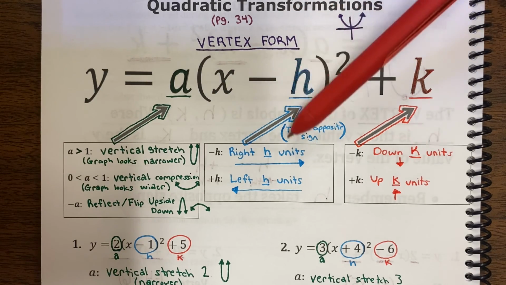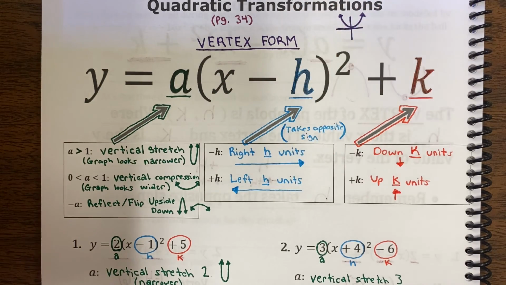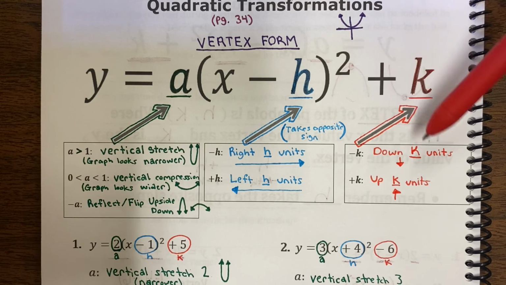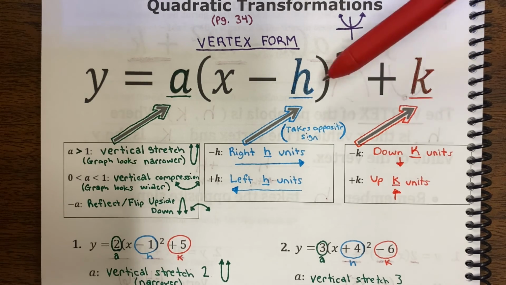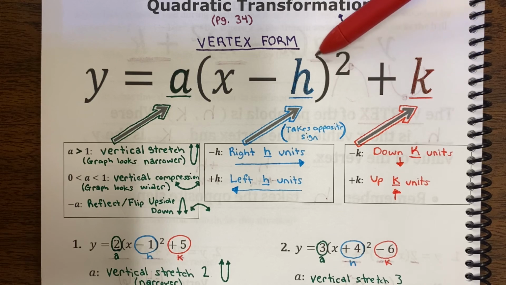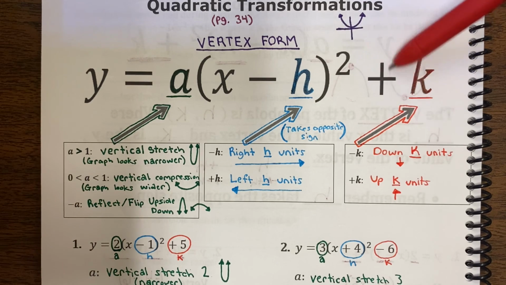H is the only one that you do it in that direction. So H controls whether our graph is transforming left or right. And K is going to determine if we're going down or up. So if it's adding, we're going to go up. And if it's subtracting, we're going to go down. H only applies if there's parentheses. And if there is no K value, then that means it is 0.